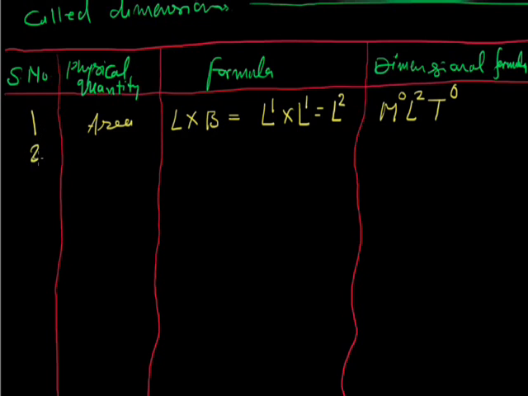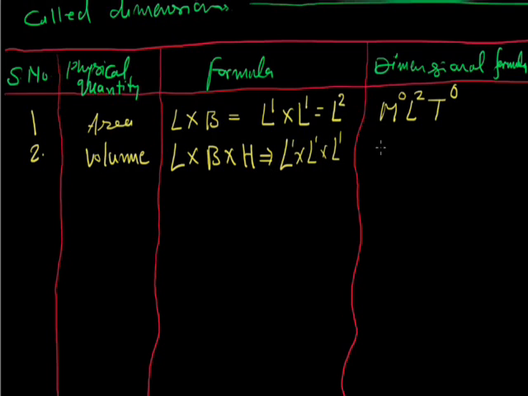The second is volume. Length into breadth into height. All are measured by the unit of length. So L1 into L1 into L1, that is equal to M0 L3 T0.